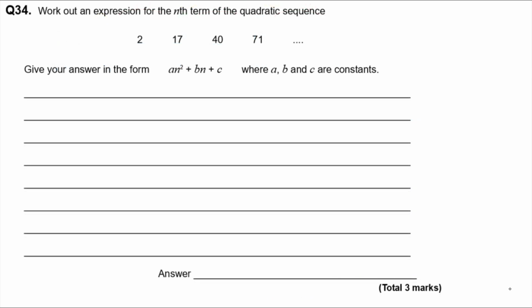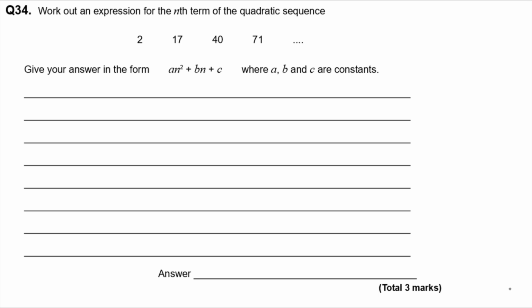Right, question 34. Work out the expression for the nth term of the quadratic sequence 2, 17, 40, 71. Give your answer in the form an squared plus bn plus c, where a, b, and c are constants. Okay, so yeah, same thing, same deal. So we could either solve it by finding the common second difference, or we could do it algebraically.